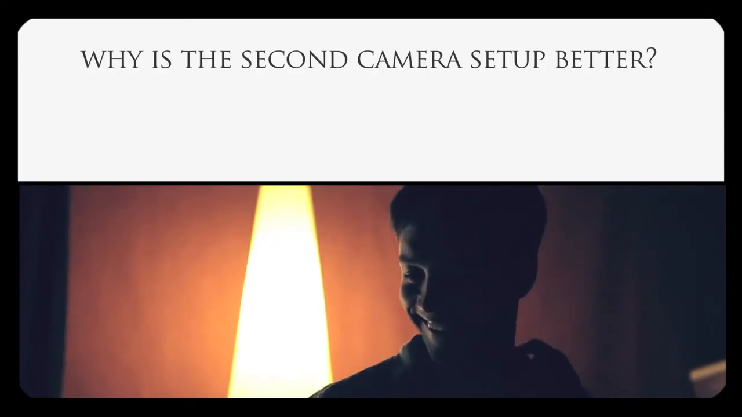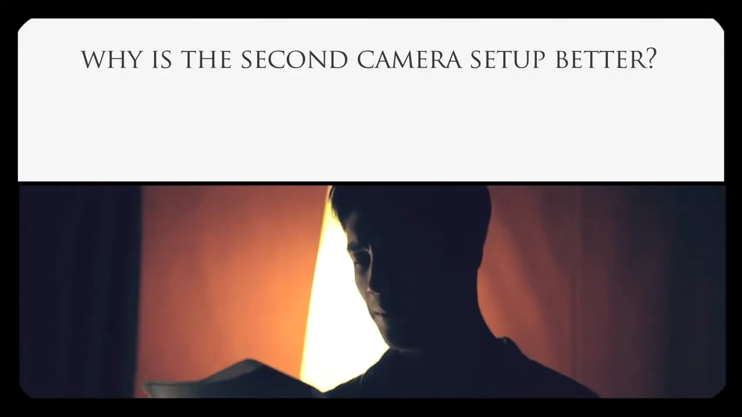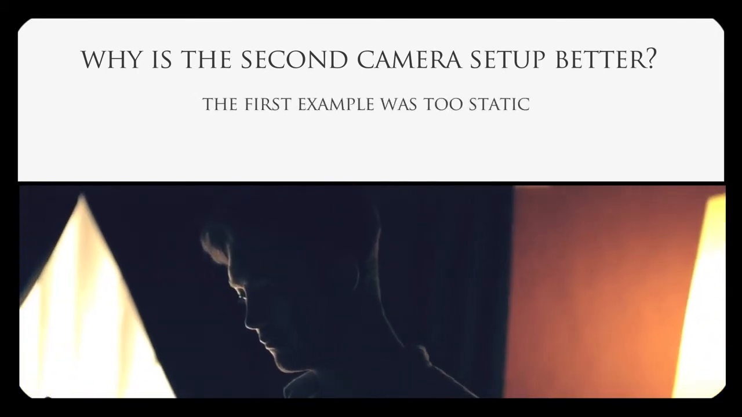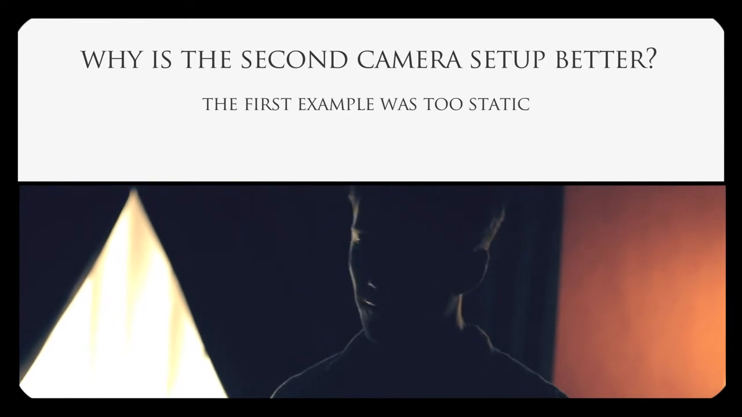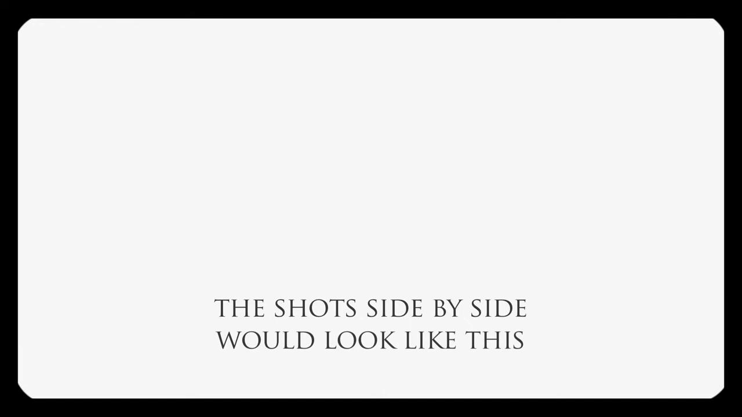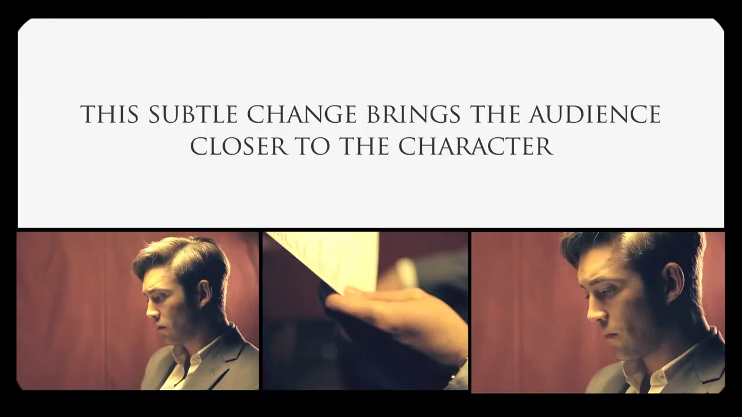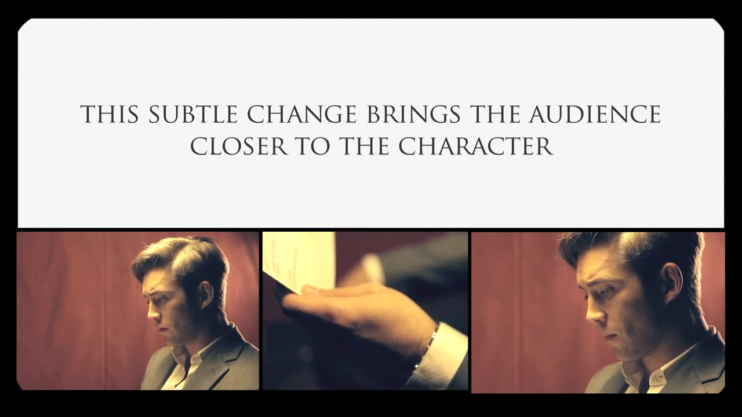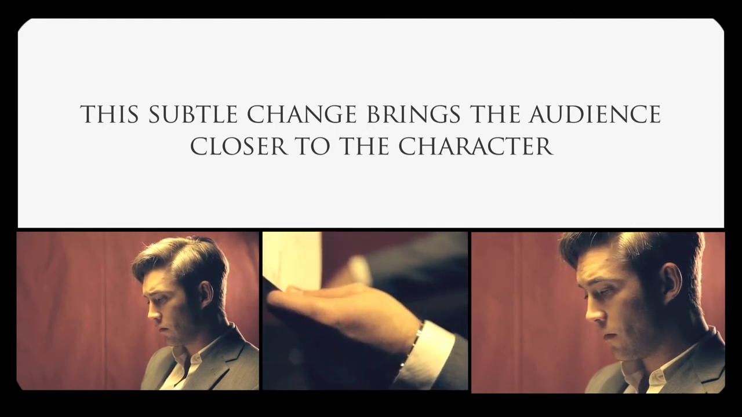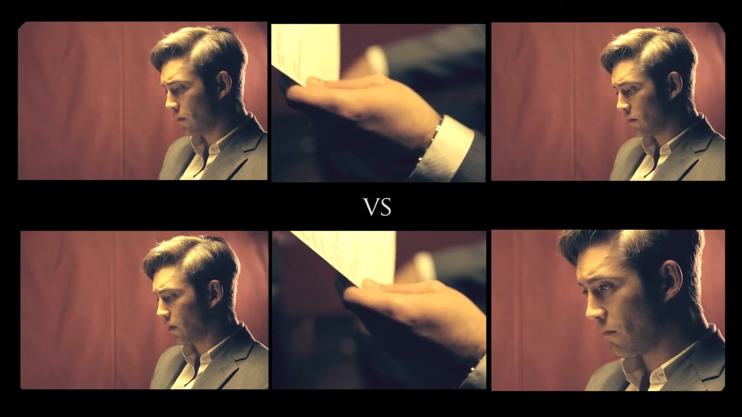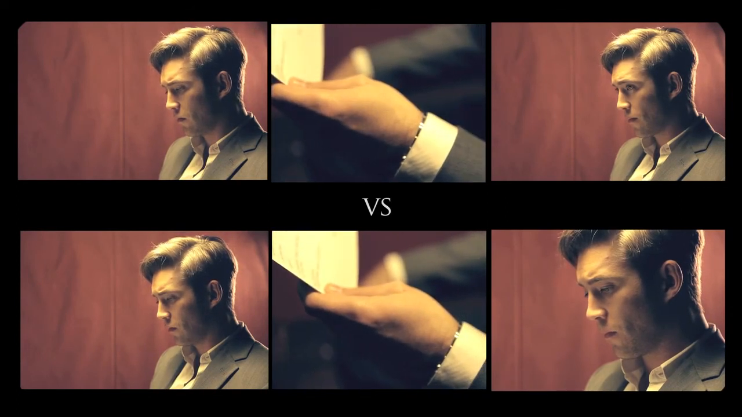This camera setup complements the nature of the story better than the first camera setup did. The first example was far too static. The changes in the second example are subtle, but the impact is fairly dramatic. The shots side by side would look something like this. Now let's compare the two shot sequence options side by side. Above is the more static example. Below you'll find the example that is much more dynamic.